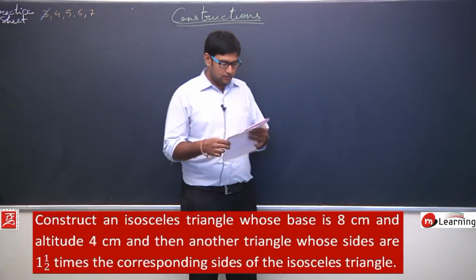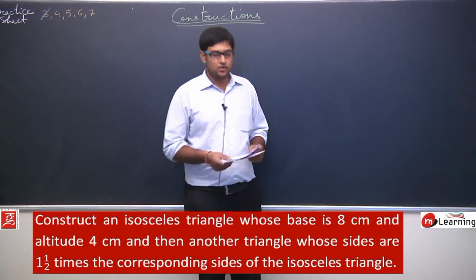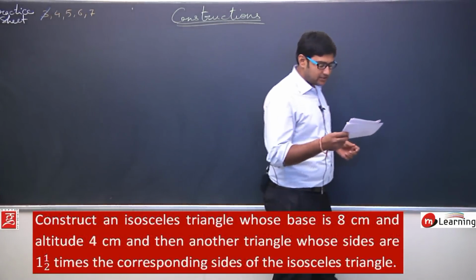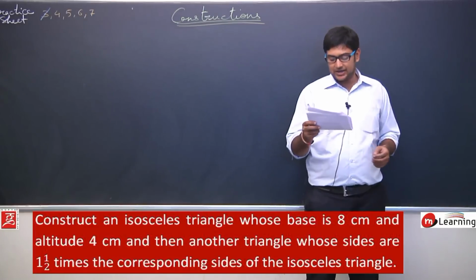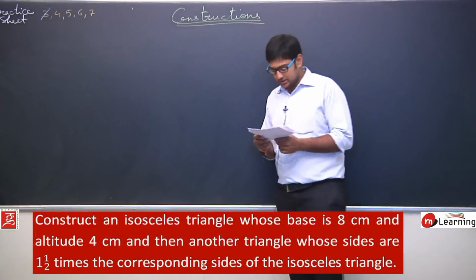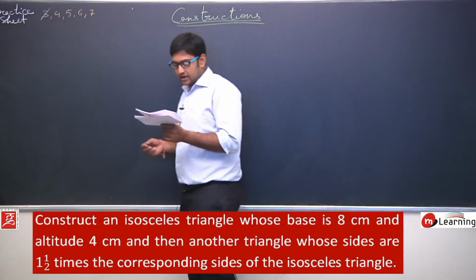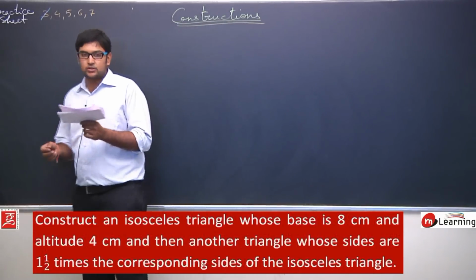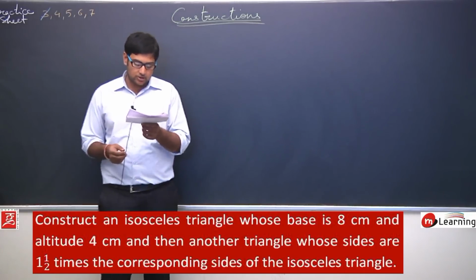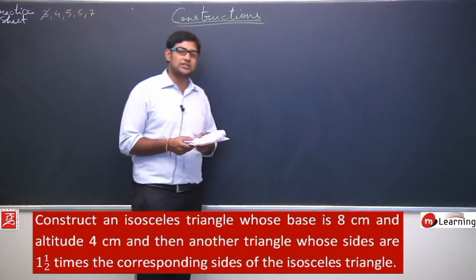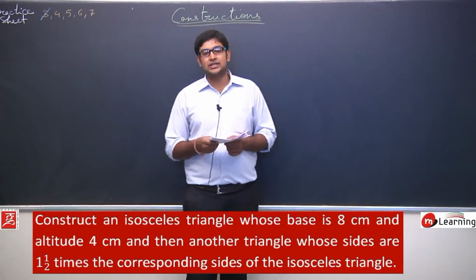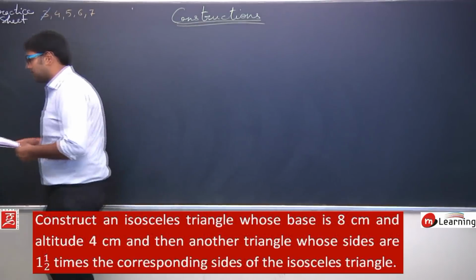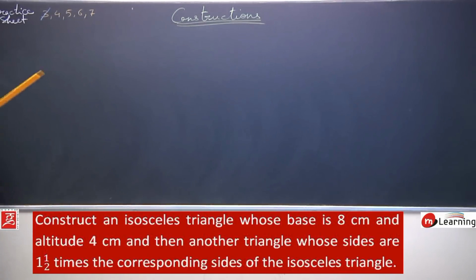Okay, let's solve question number 4. Question number 4 says, construct an isosceles triangle whose base is 8 centimeters and altitude is 4 centimeters, and then another triangle whose sides are 1 and 1/2 times the corresponding sides of the isosceles triangle. So it means here I have to construct an isosceles triangle first. So let's draw an isosceles triangle.